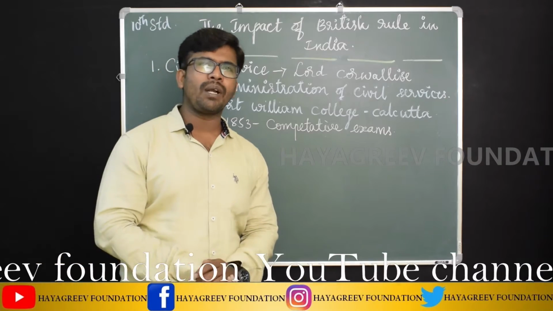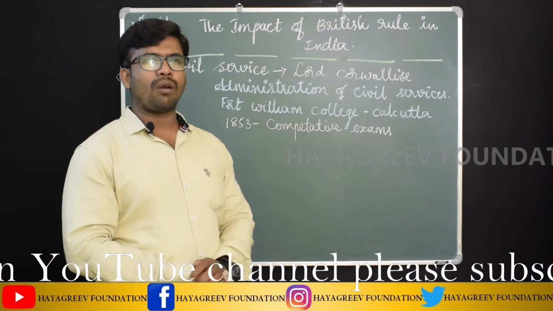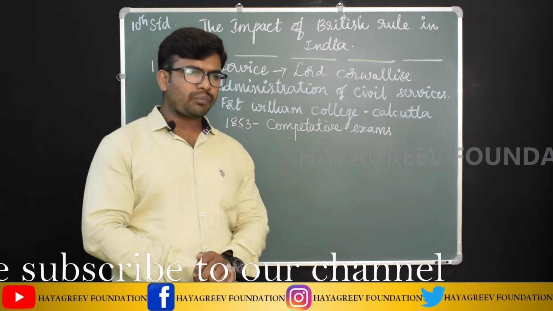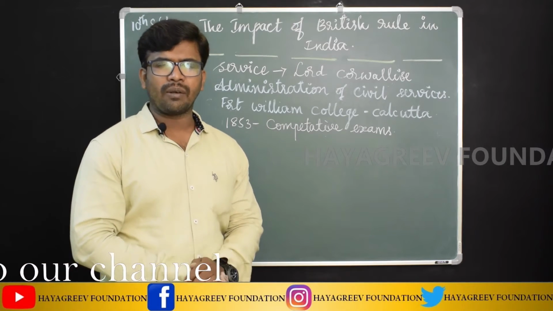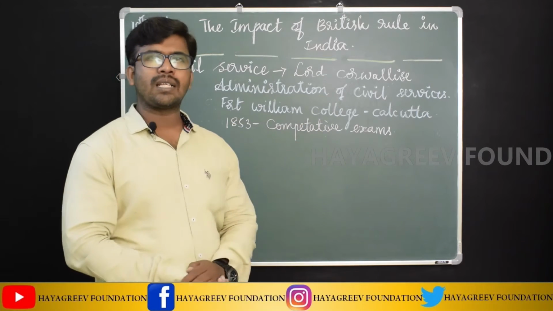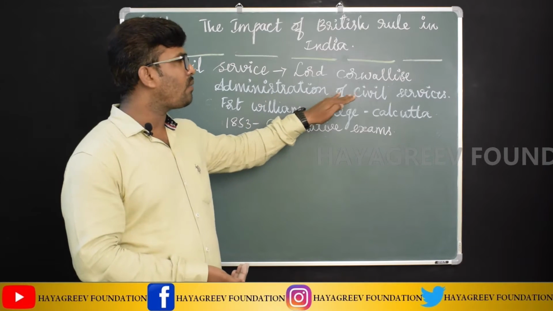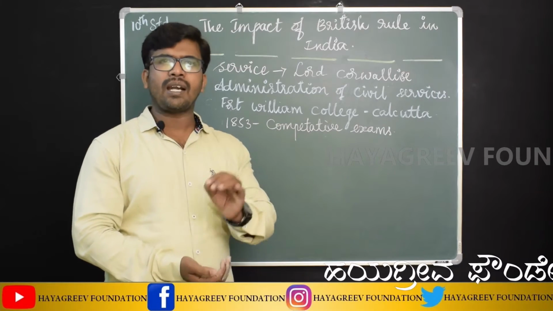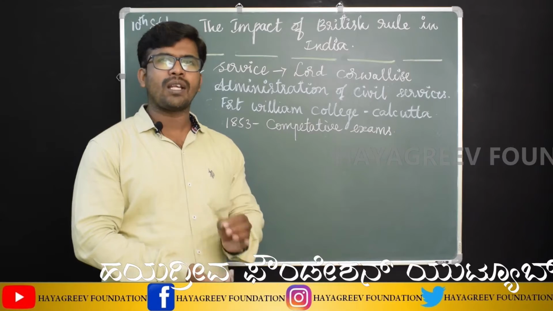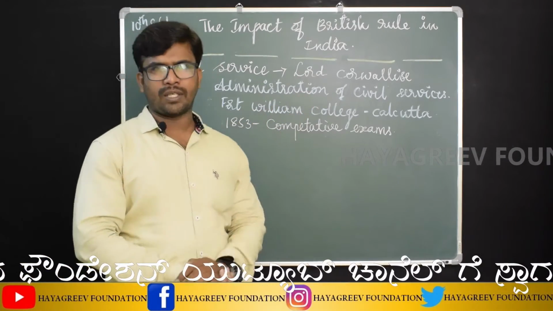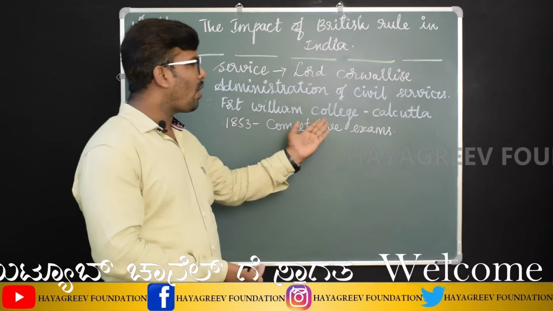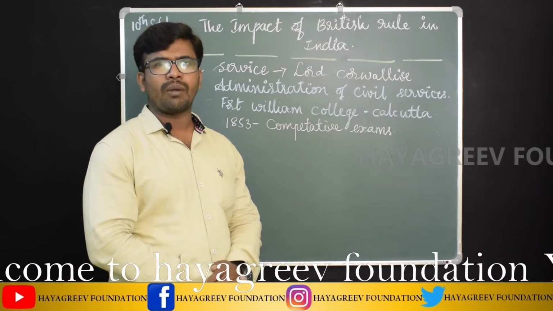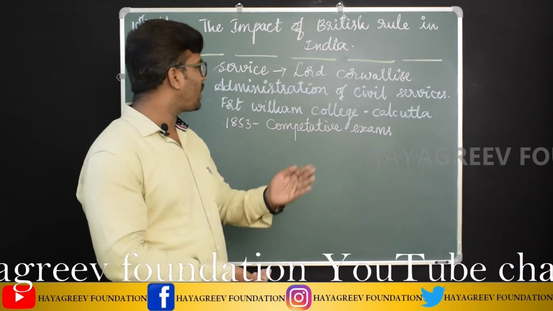After the implementation of the Regulating Act in India, almost all the trade came under the control of the British government. To make trade, workers were needed. Because of this, Lord Cornwallis started the administration of civil services. He started a college at Calcutta, named Fort William College. His intention was to give training to those who would take civil services, so he started this college.